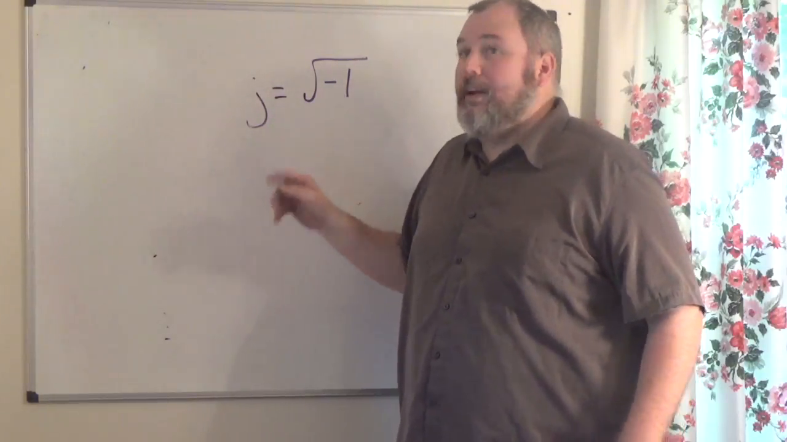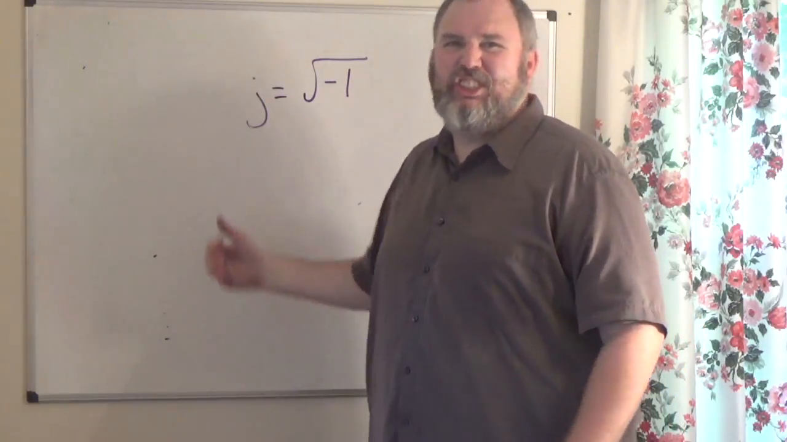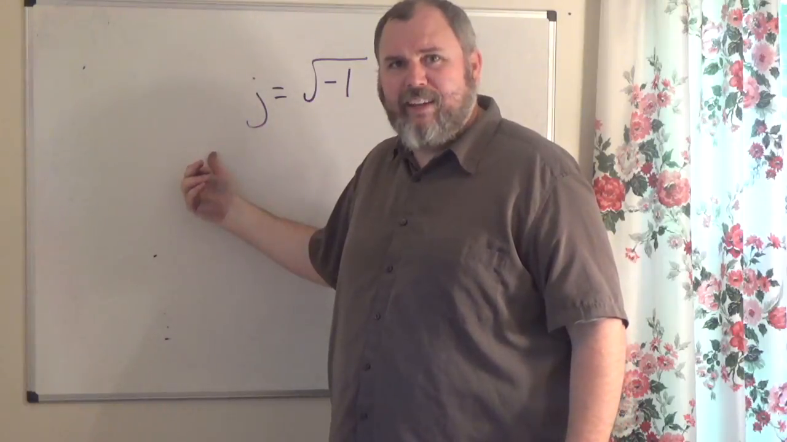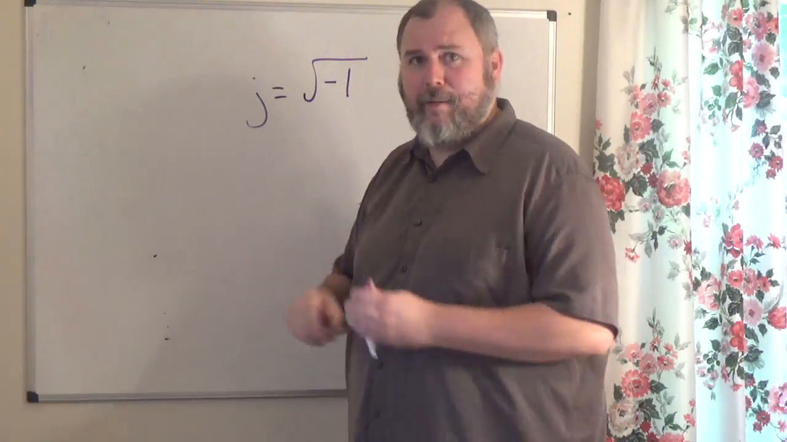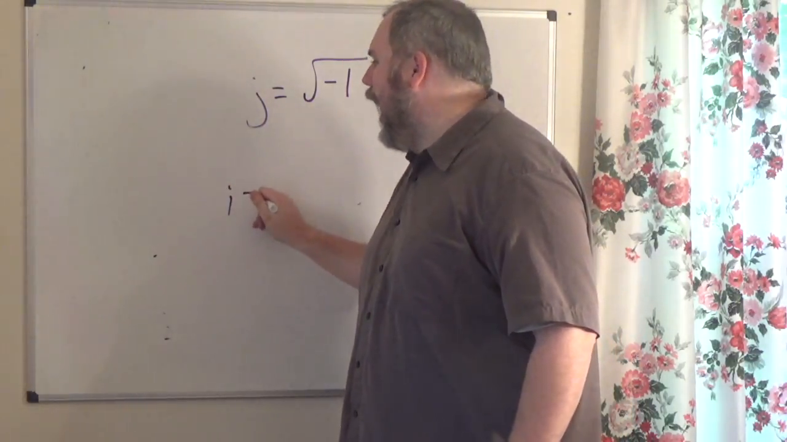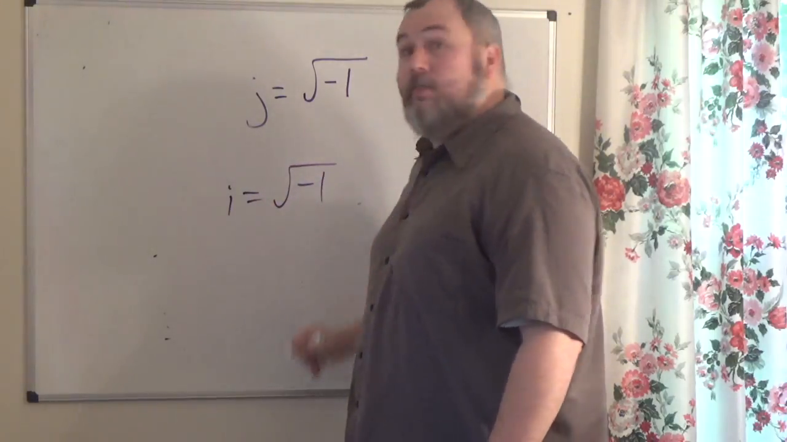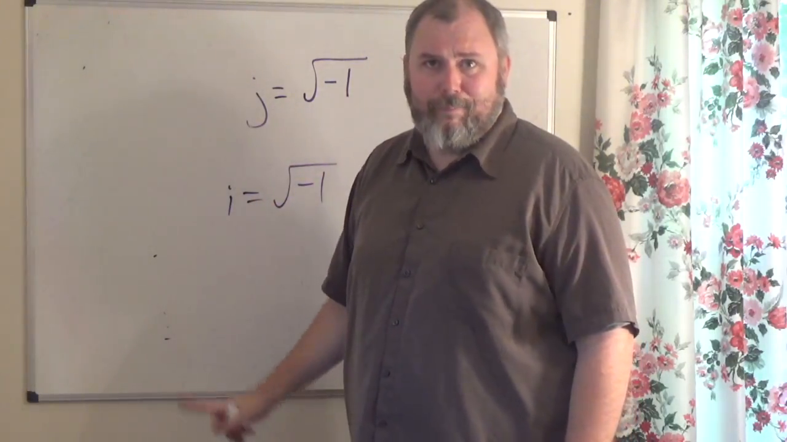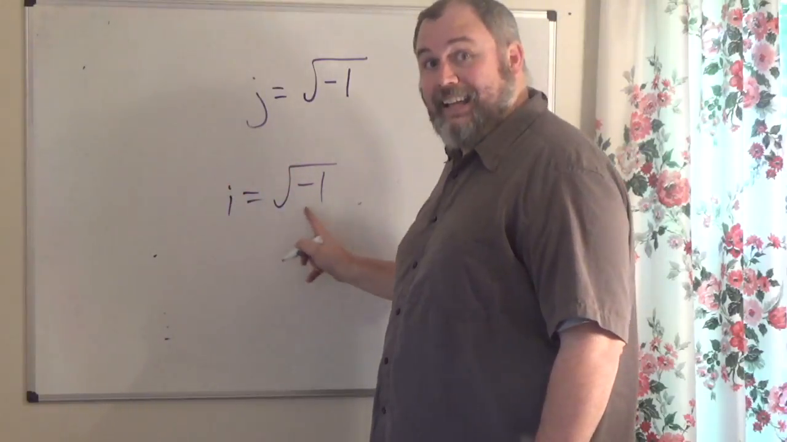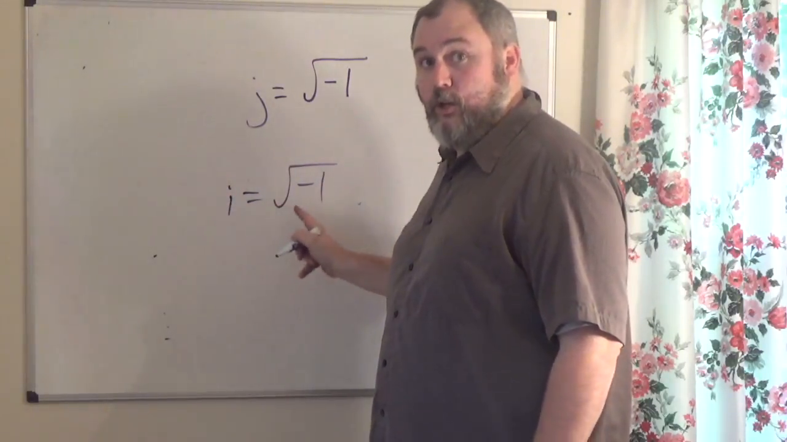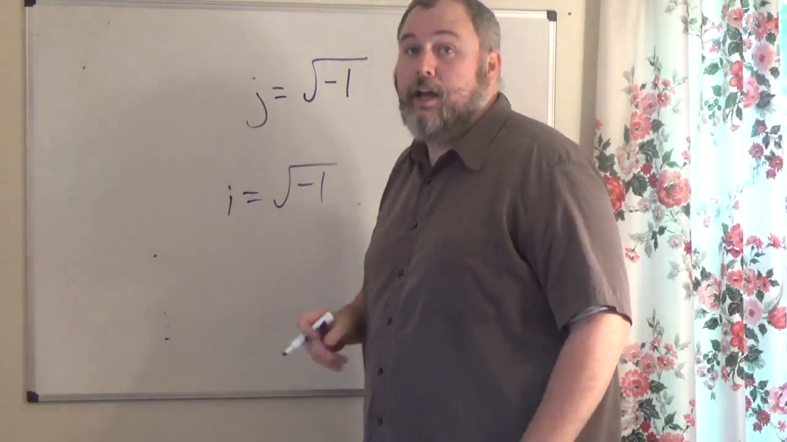Okay, so here's the thing. Why are we saying that j is an imaginary number? Why can't we say that i is an imaginary number? That's a good question. In mathematics, this is what we use. We use i for the imaginary number.